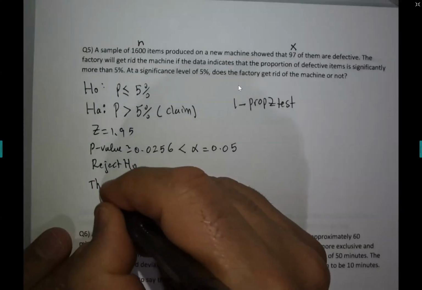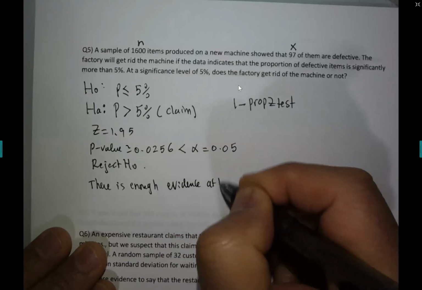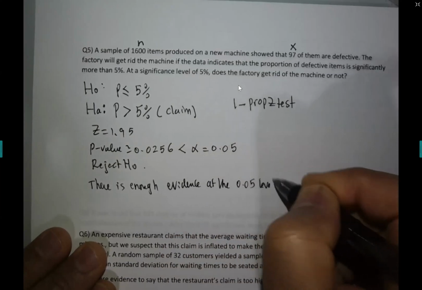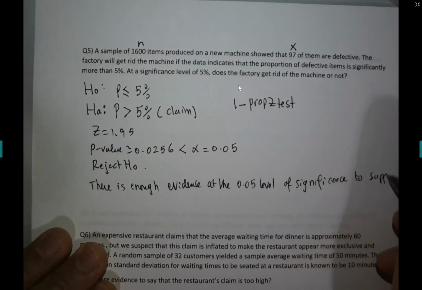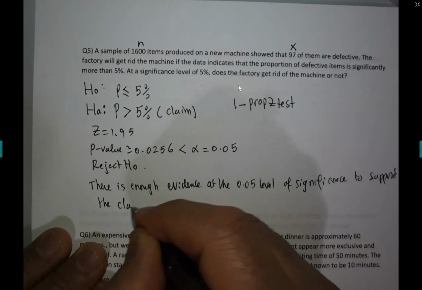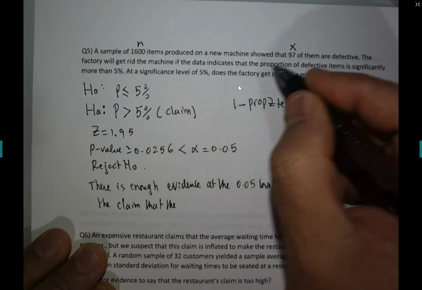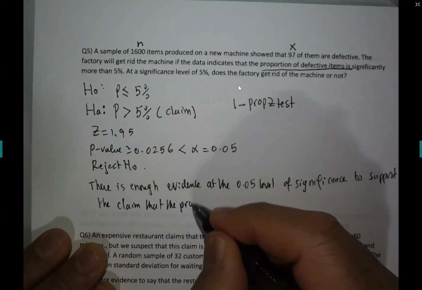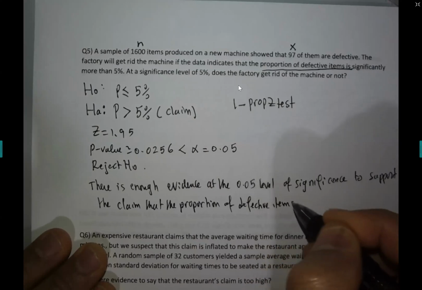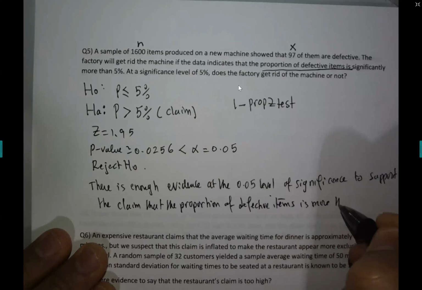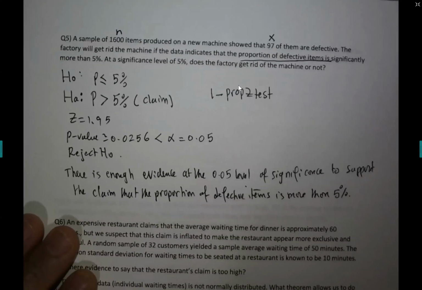And what would be the conclusion? There is enough evidence at the 0.05 level of significance to support the claim that the proportion of defective items is more than 5%.